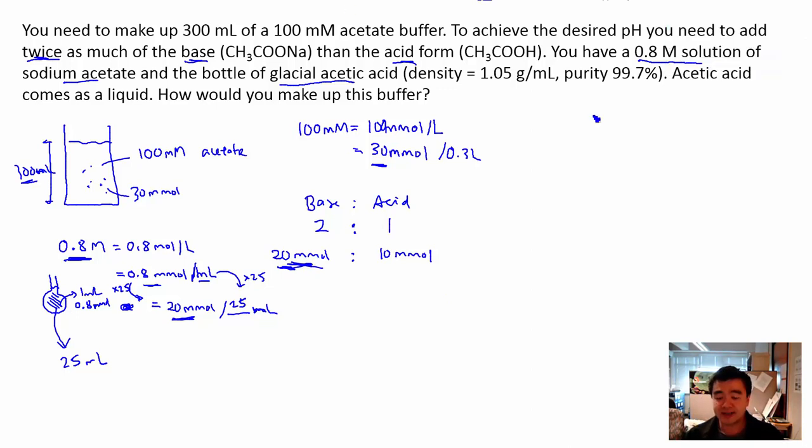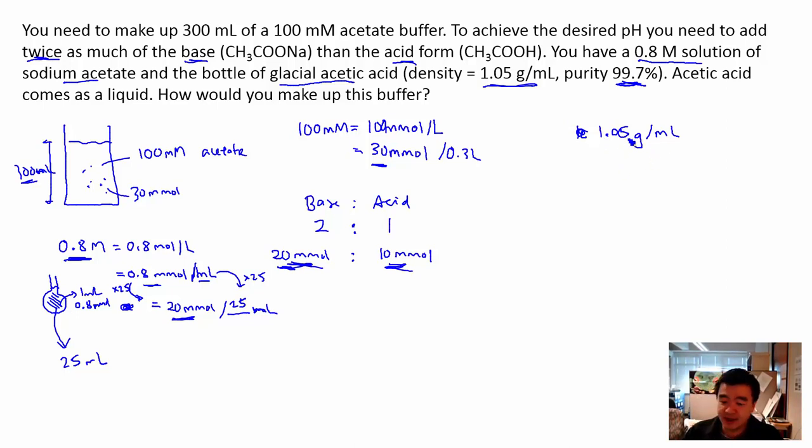Okay, so for our acid, what we need is 10 millimoles. The acid comes in this form, glacial acetic acid, very, very high purity, 99.7%. The density is 1.05 grams per mil. This is essentially the concentration. Okay, now because the purity is so high, 99.7%, we can almost just say it's 1.05 grams per milliliter.